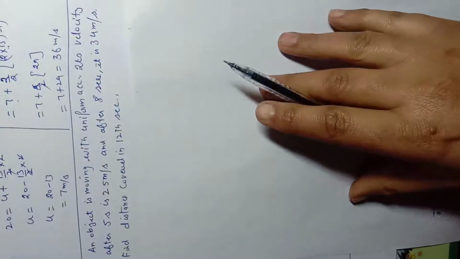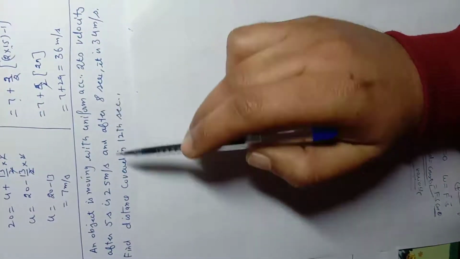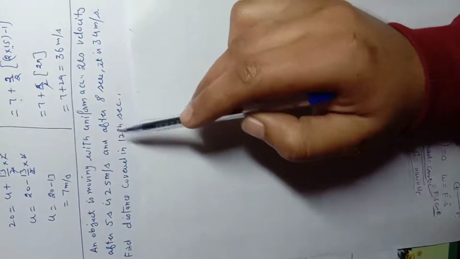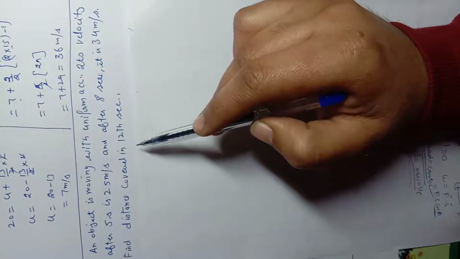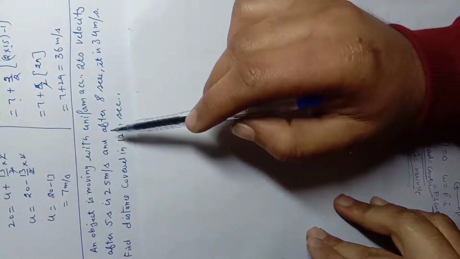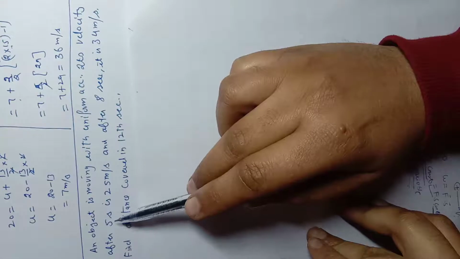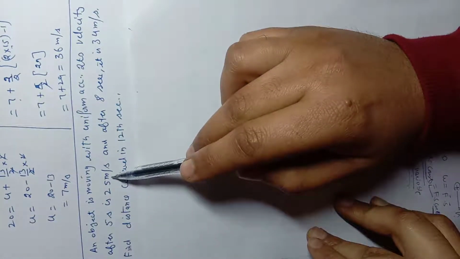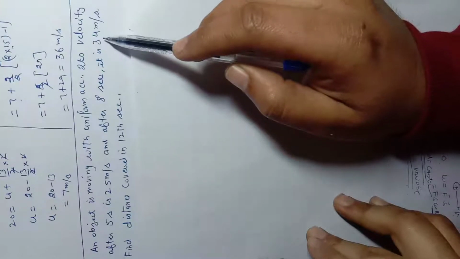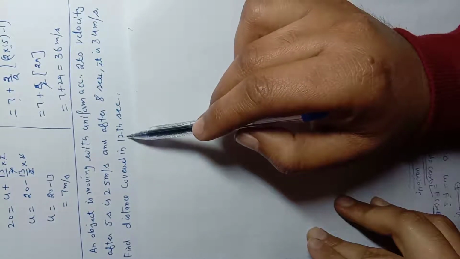Last question. An object is moving with uniform acceleration. Its velocity after 5 seconds is 25 meter per second, and after 8 seconds it is 34 meter per second. Find the distance covered in the 12th second. So it is given that a body is moving with a constant acceleration, and after an interval of 5 seconds its speed is 25 meter per second, and after an interval of 8 seconds its speed is 34 meter per second. We are to find the distance covered in the 12th second.